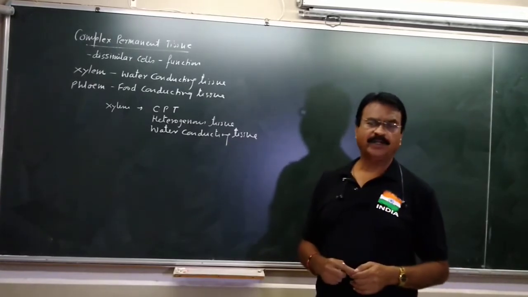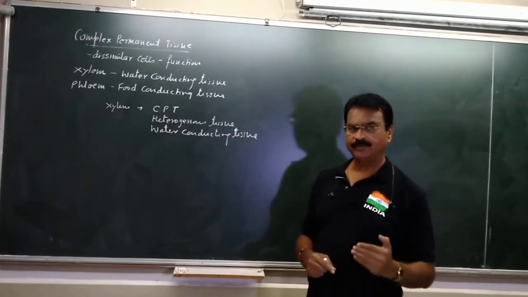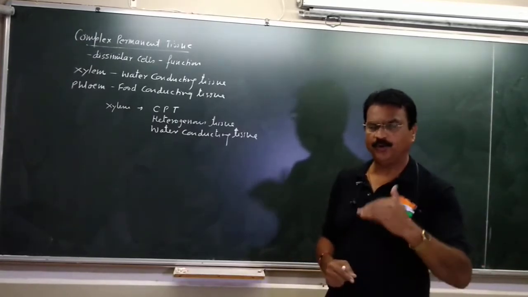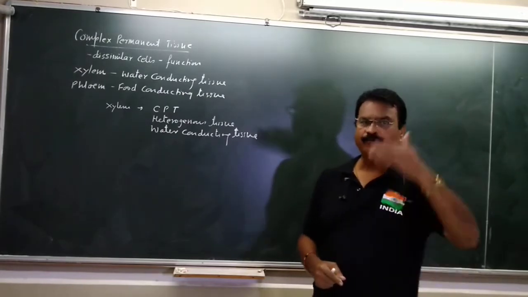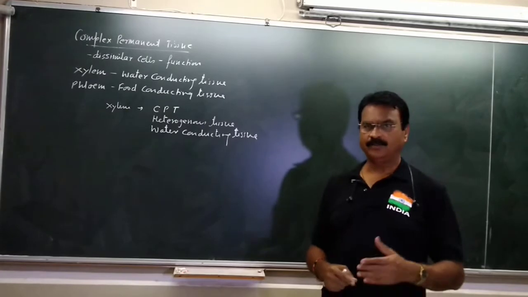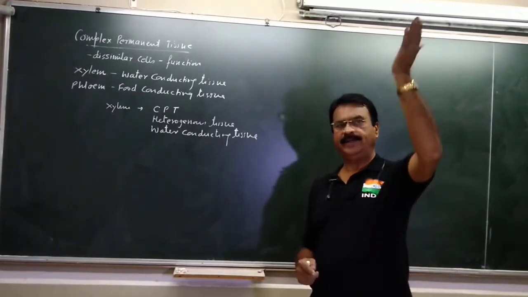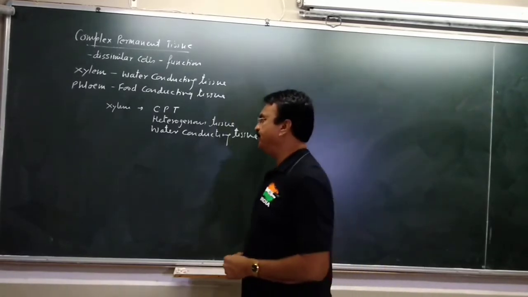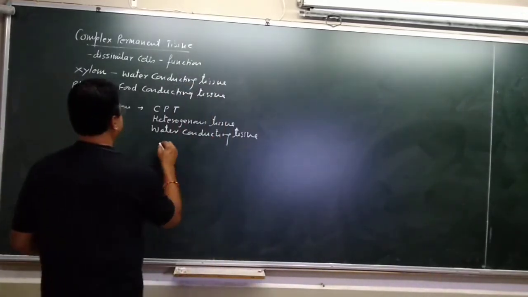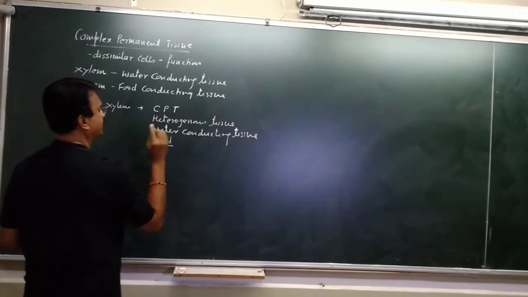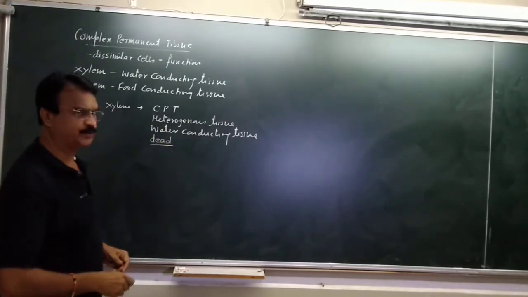It conducts water which is absorbed by the roots from the soil to the aerial parts. So it uplifts the water, and the flow in xylem is in an upward direction because the reservoir of water is soil. From soil the water will come and it will be taken to the height by this water conducting tissue, that is xylem. Xylem is almost a dead tissue.